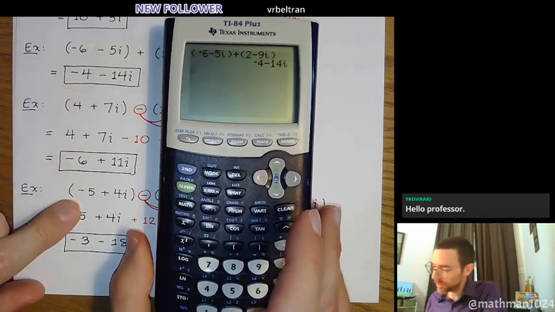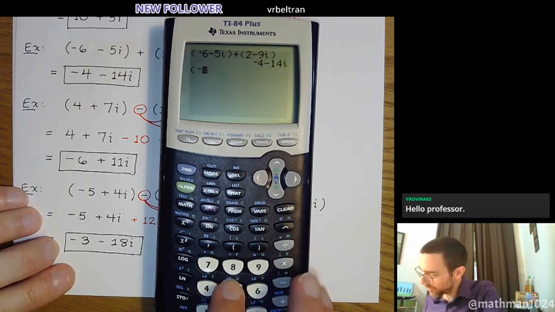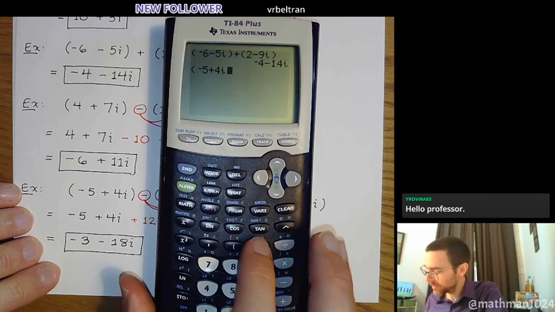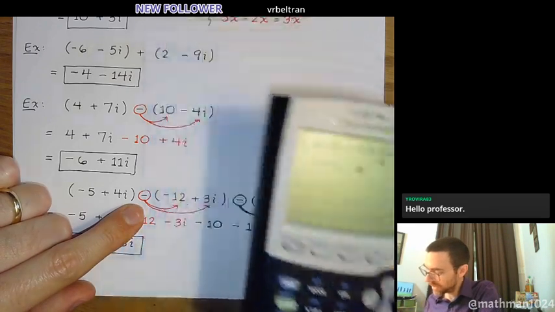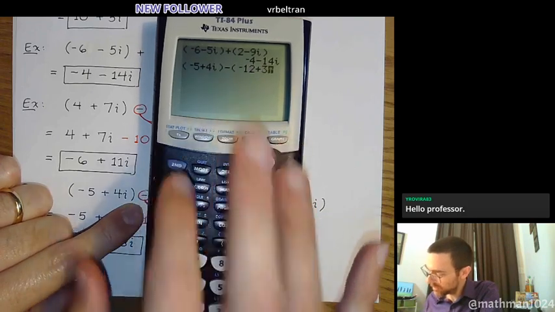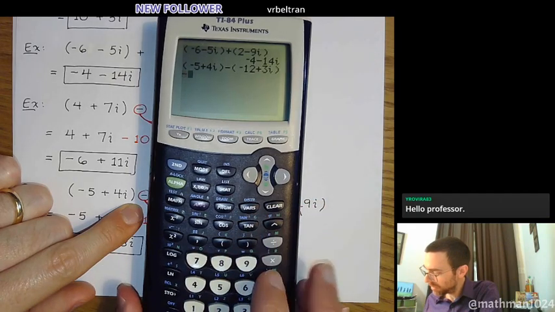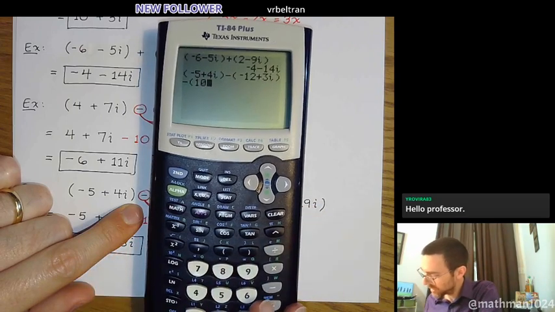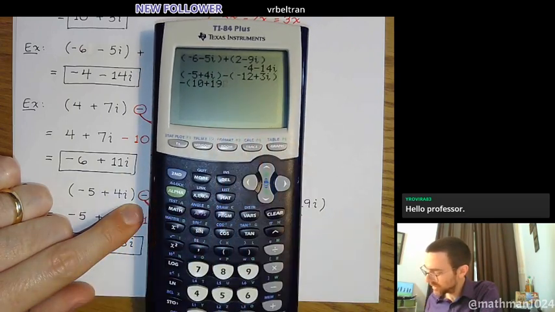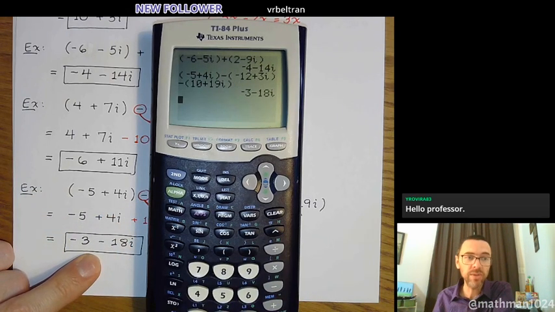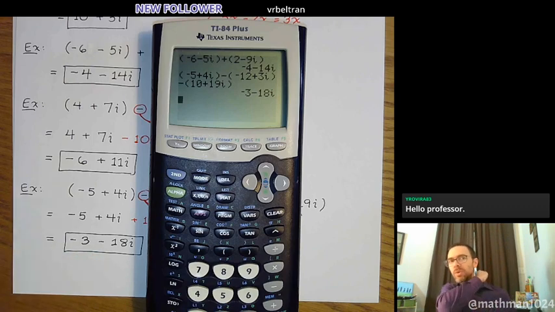Even this last problem that we have. So we have negative 5 plus 4, second decimal to give me the i. Then we had minus, see that was negative 12 plus 3i. So in parentheses, negative 12 plus 3i. Minus, and then we had 10 plus 19i. 10 plus 19, second decimal for the i. And yeah, everything checks out. Negative 3 minus 18i.